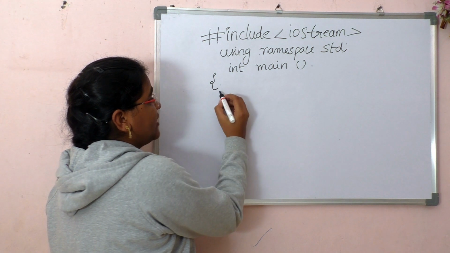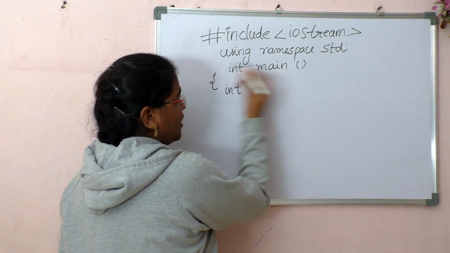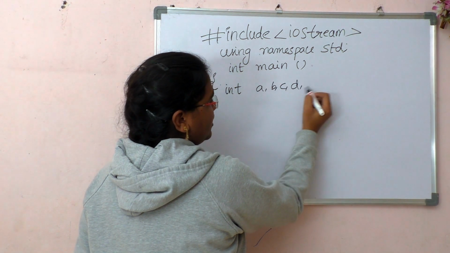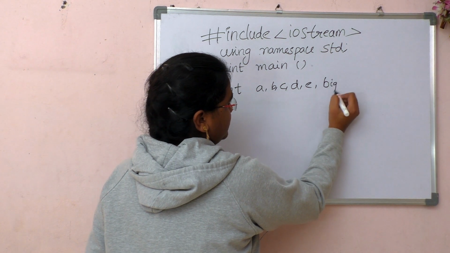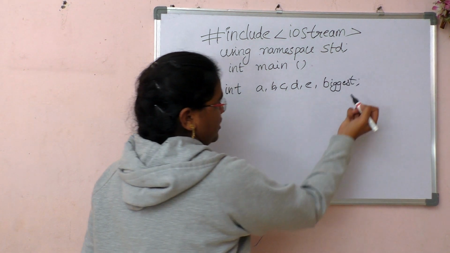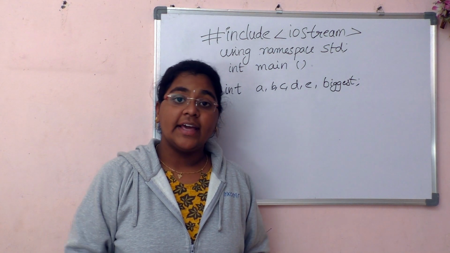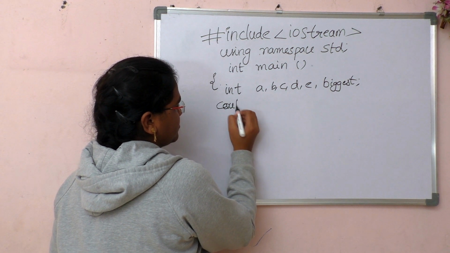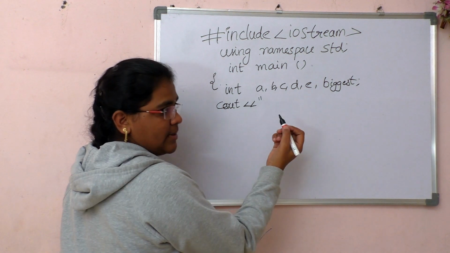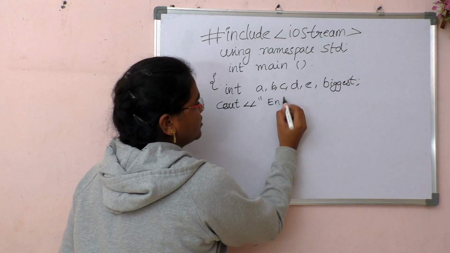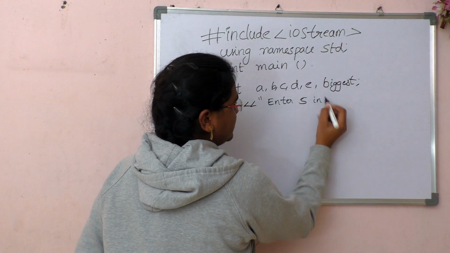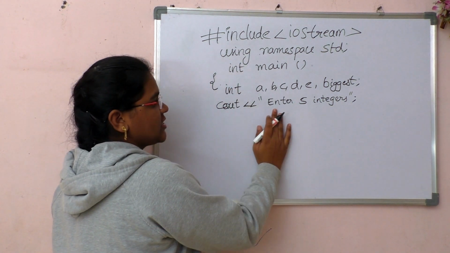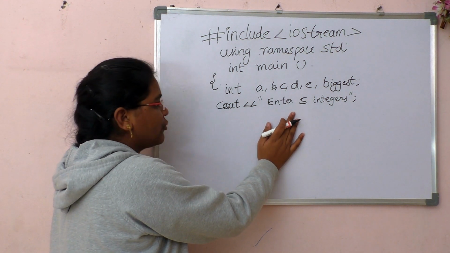int main, and the declaration; here the data type is int. As we discussed earlier, a, b, c, d and e, and the biggest number. Next, the cout statement, which is the output statement in the C++ language. cout, enter 5 integers. This is the output statement which we get on the output screen.